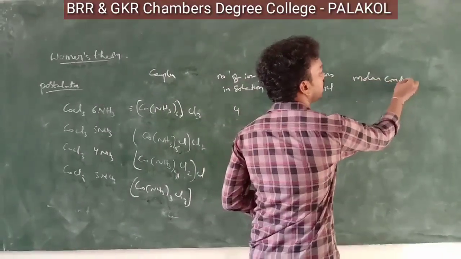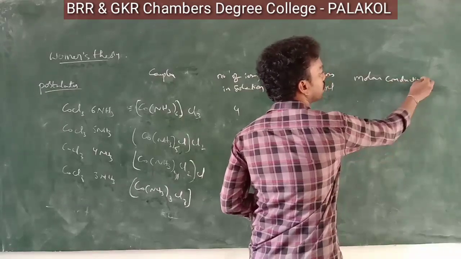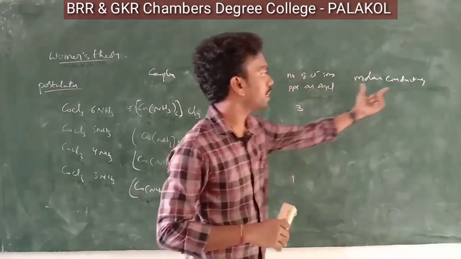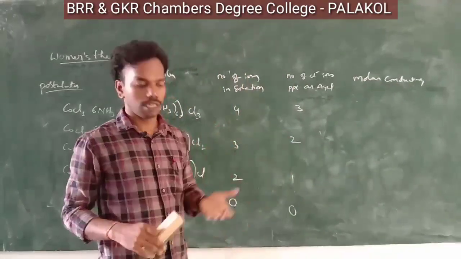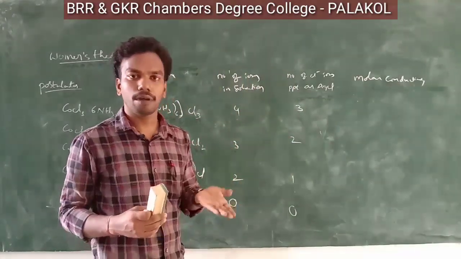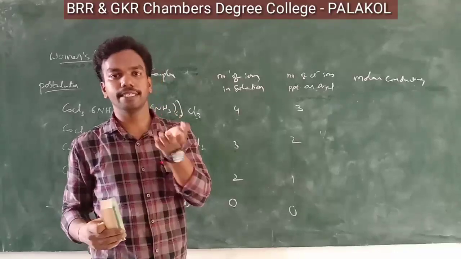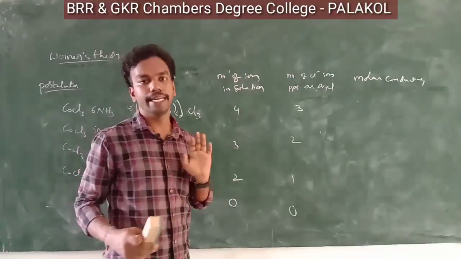Next, molar conductivity. One more property is given by Werner, that is molar conductivity. So first, what is conductivity? Conductivity is nothing but flow of ions. If the number of ions in solution increases, conductivity increases. If the number of ions decreases, conductivity decreases.